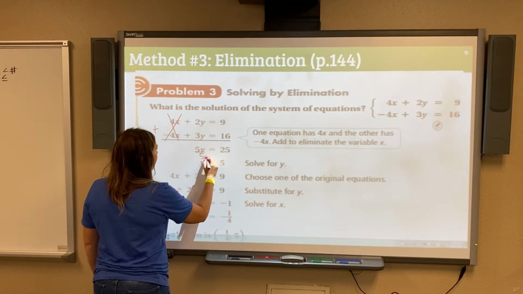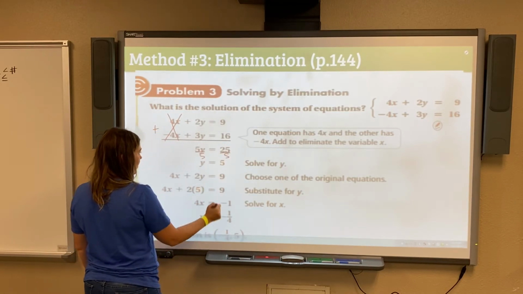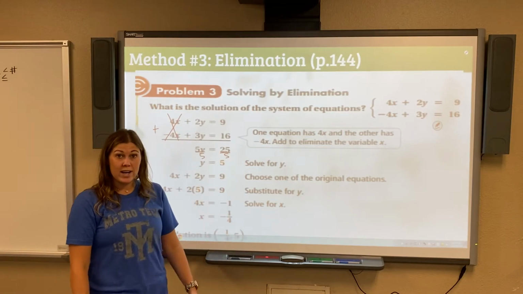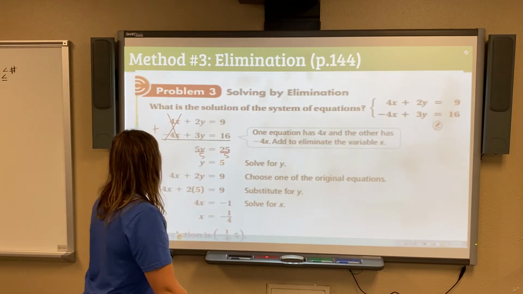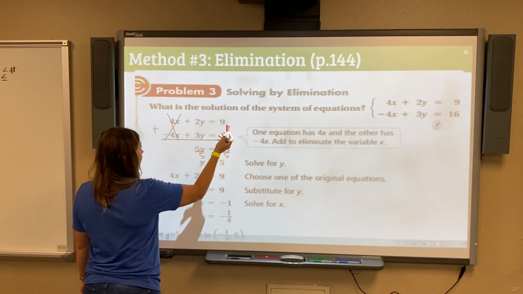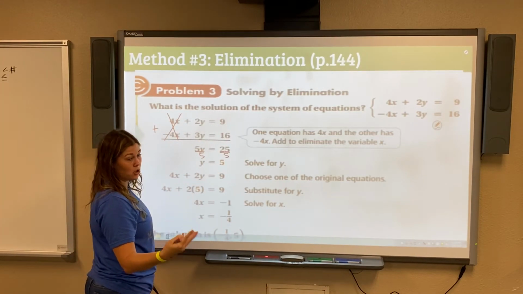So we have 2y plus 3y is 5y, 9 plus 16 is 25. Here we divide by 5. 25 divided by 5 is 5. So we have what y is. Now we need to back solve to find x. Same thing with substitution, so pick an equation. It does not matter which. As long as your math is correct, you're correct.